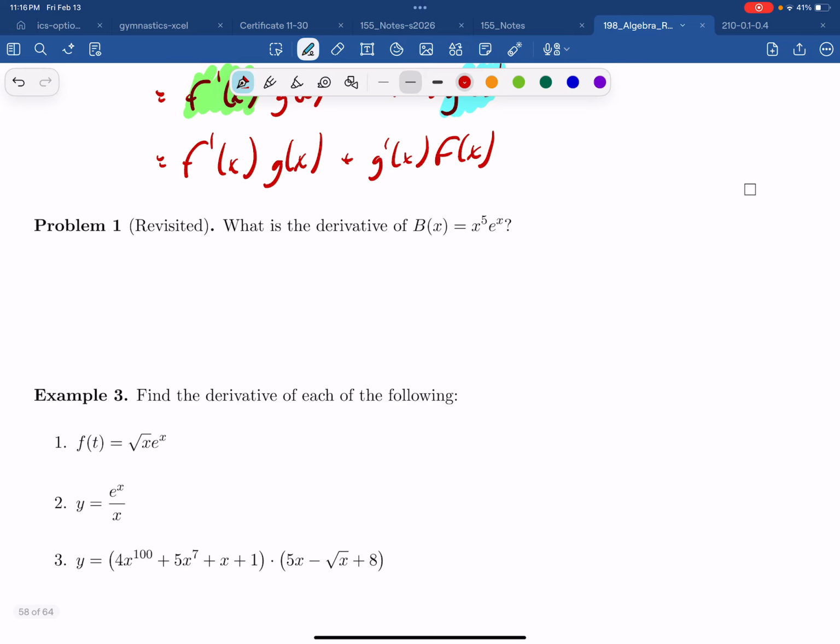What's the derivative of our biomass? Well, I guess using the product rule, and you don't have to write this every time. I'm just using it to illustrate the fact that we can use this, right? So we're going to take the derivative of x to the 5th, which we know is 5x to the 4th, leave e to the x alone, plus leave x to the 5th alone, take the derivative of e to the x, but of course e to the x is its own derivative. So we get that.